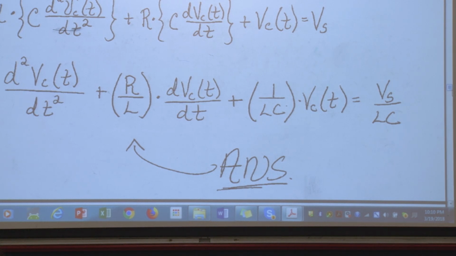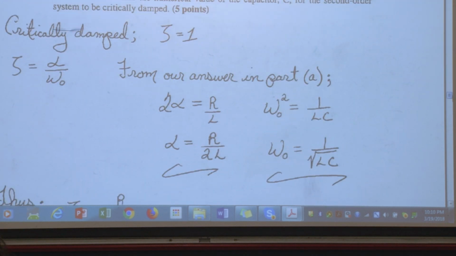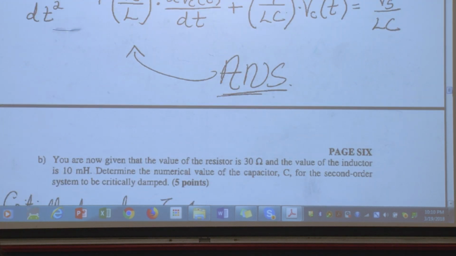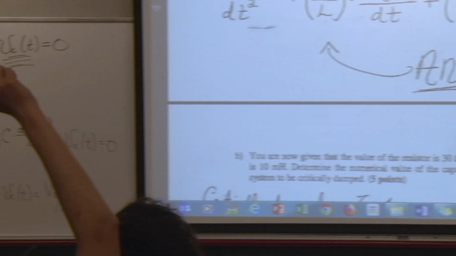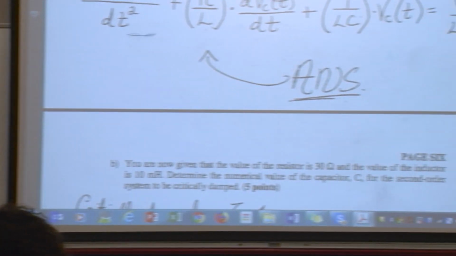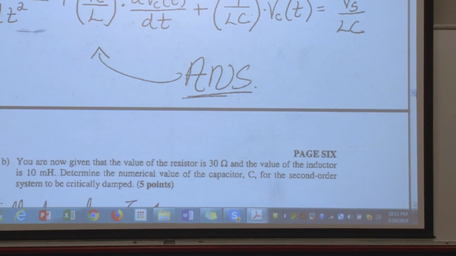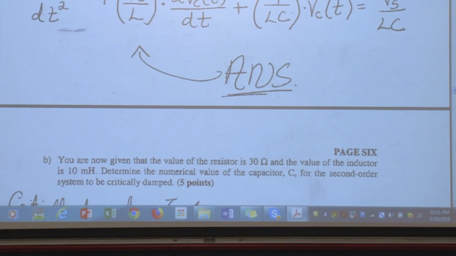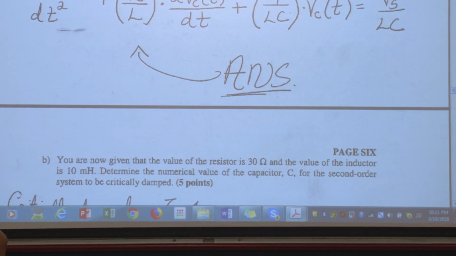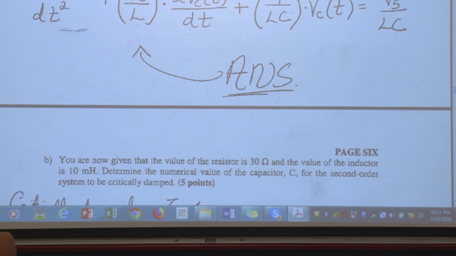Now, let's try part B. Part B says you are given that the resistance is 30 ohms and the inductor is 10 millihenries. Determine the value of the capacitor for the second order system to be critically damped. Before we go any further, Tara, help me out.